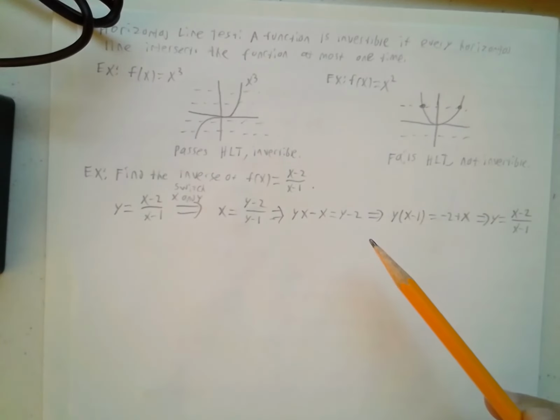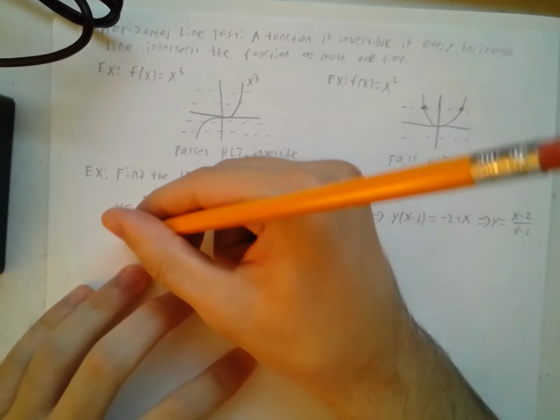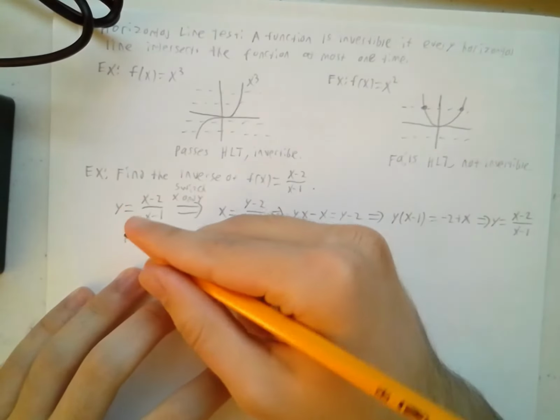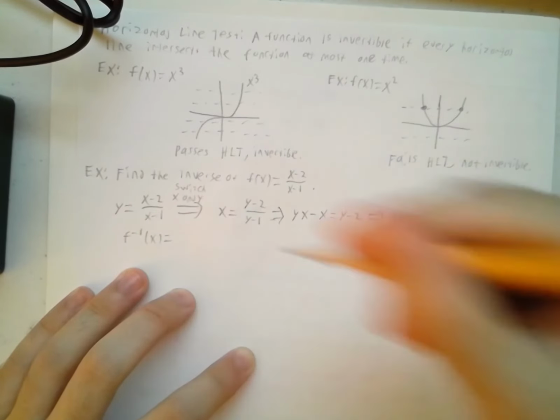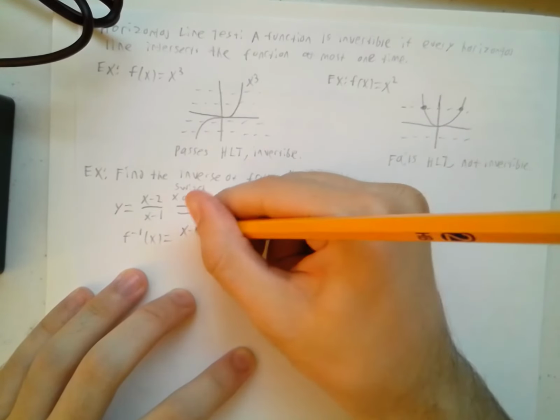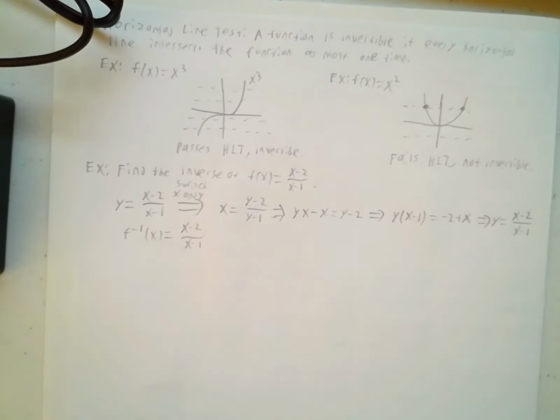Yes, okay. So this would be our inverse function. So f to the negative 1 equals x minus 2 over x minus 1, and we get back the same function we started with again, which usually you will not, but it just happened to work out that way this time.